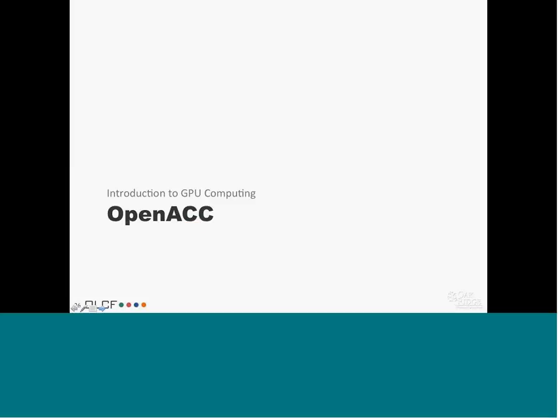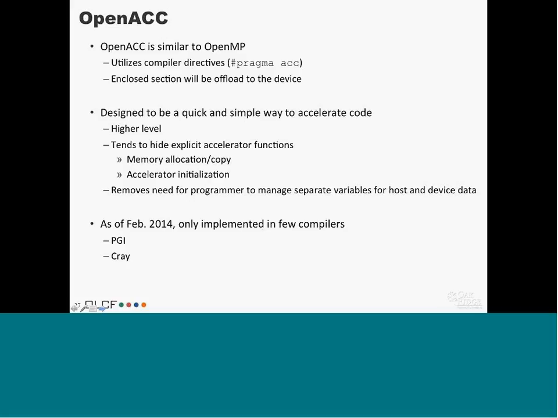Okay, OpenACC is probably one of the simplest ways you can accelerate code, but it can also lead to some trouble. Okay, OpenACC is similar to OpenMP. I believe there are some presentations on OpenMP. It uses a compiler directive to tell the code to accelerate the section enclosed by curly braces. And the compiler will look at this and figure out the best way to accelerate this code and manage all copying to the device.